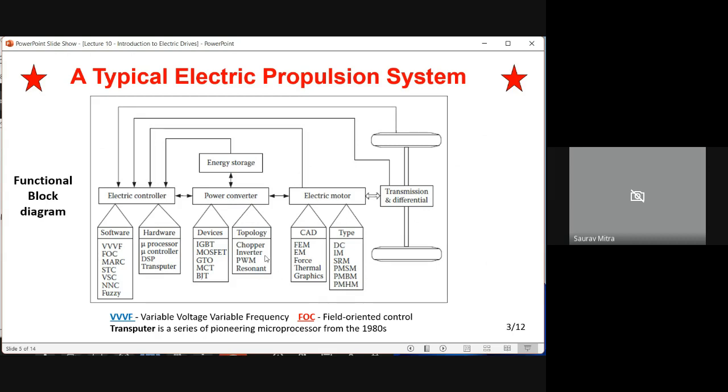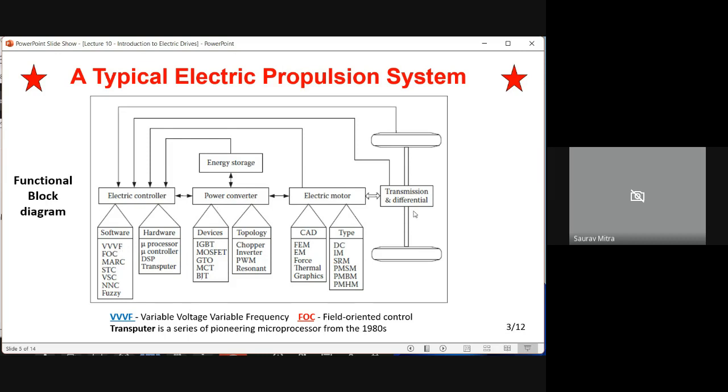You can see here there are mainly three blocks. The first block is the electronic controller, which is an embedded system. It has software and hardware. The hardware in the controller is a microprocessor, microcontroller, DSP, a transputer, and the different software is FOC, that is field oriented control, and MARC, which is a kind of adaptive control unit. Then STC, VSC, NNC, fuzzy. These are variable voltage and frequency control, VVVF. These are all different software or paradigms that we are finding here.